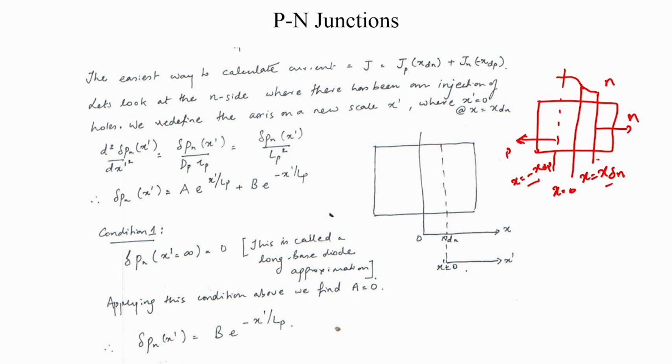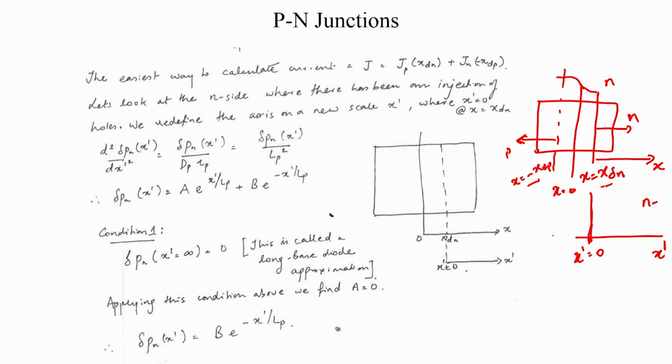So, this was the initial coordinate system. That is my x. But now I am going to create a new coordinate system just to make my mathematics a bit simpler. In that new coordinate system, instead of x I am going to use x prime or x dash, and I am going to mark the origin, x dash equal to 0, at x equal to xdn. This is the coordinate system I am going to use only for the N side, not for the P side.